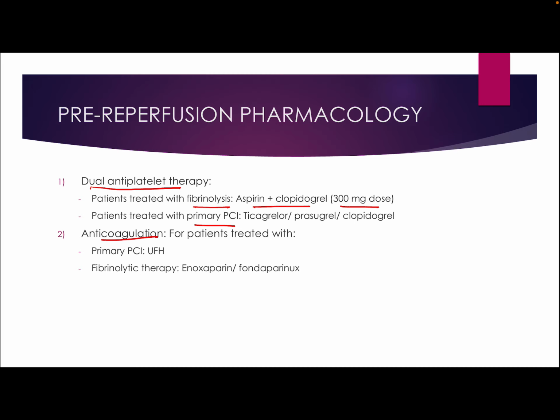For those patients who are treated with primary PCI, we'll go for unfractionated heparin. But if you're going to treat them with fibrinolytic therapy, then we can go ahead with enoxaparin, that's low molecular weight heparin, or fondaparinux. Now there are a few additional treatment modalities that we also give for patients. This will be different for different patients.